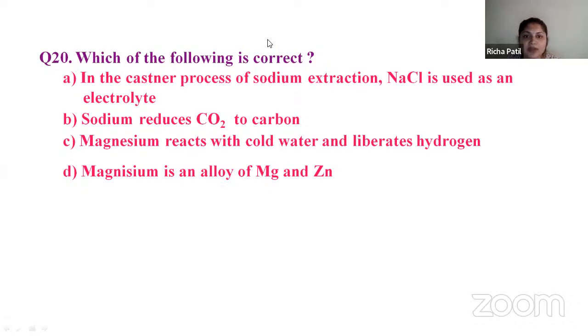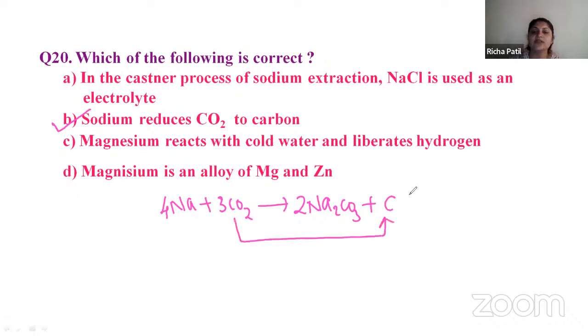So it is sodium. Metals are good reducing agents. When sodium reacts with carbon dioxide, it reduces it. It gives Na2CO3 plus C. So it reduces carbon dioxide to carbon. So it is B. Remember.